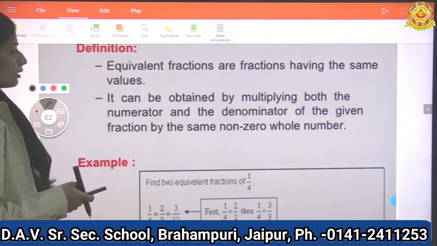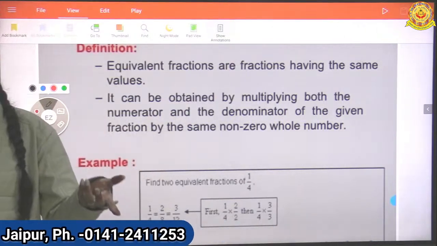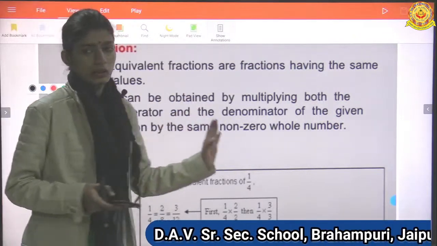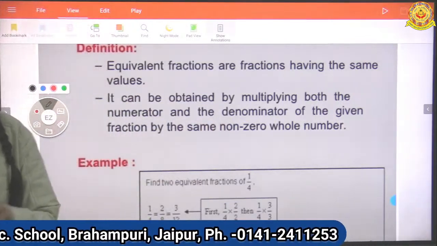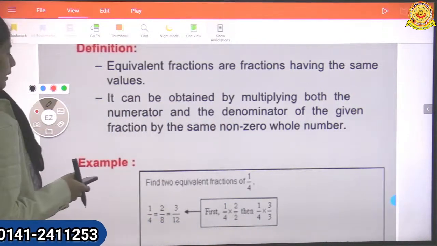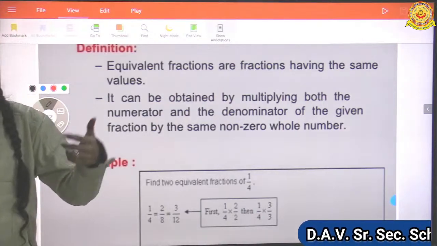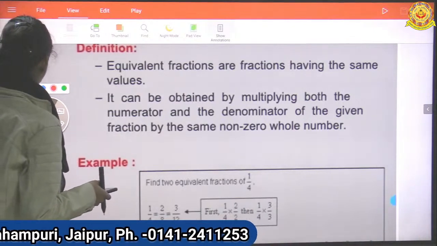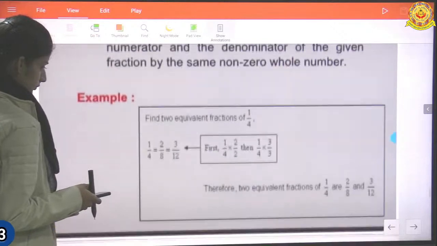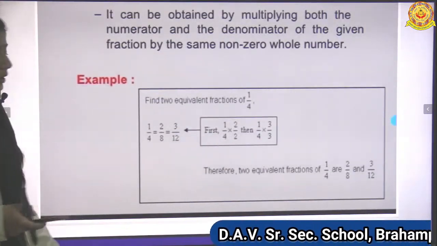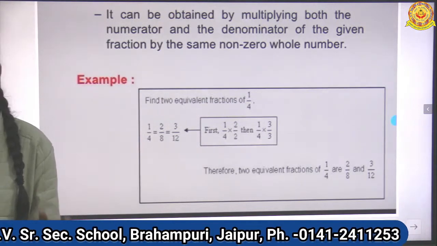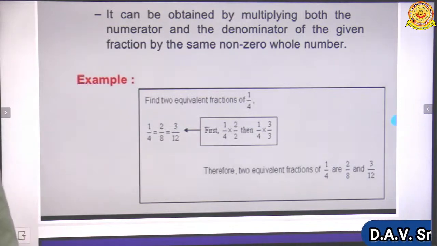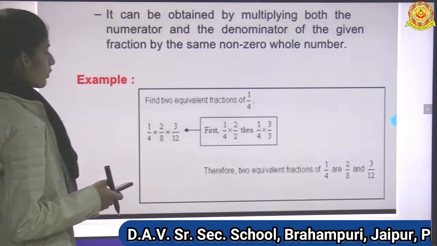And if I am telling you to convert any fraction into equivalent fractions, what will be done? You will multiply both the numerator and denominator of the given fraction by the same non-zero whole number, like 2, 3, 4, any number you can multiply. Examples we are having. Two equivalent fractions of 1 upon 4. What I have told you, in case of finding equivalent fractions of any number, just multiply by the same non-zero numbers. So two equivalent fractions of 1 upon 4.